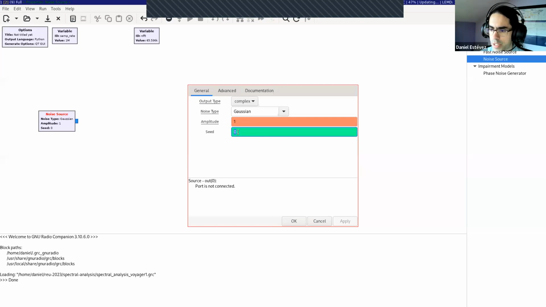And finally, we have the seed parameter. As you can imagine, the noise is generated in a random way, and so the computer doesn't really generate random numbers. It generates pseudo-random numbers, and it does so in terms of a seed. So if you want to get always the same results, you always use the same seed. And if we were to have several noise sources, and we will do so, the way to ensure that they are generating different noise signals is to use different seeds.